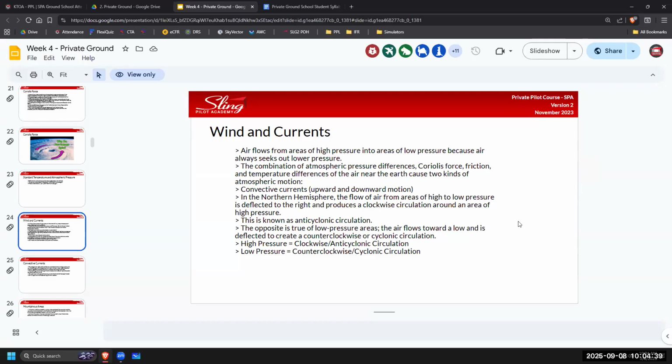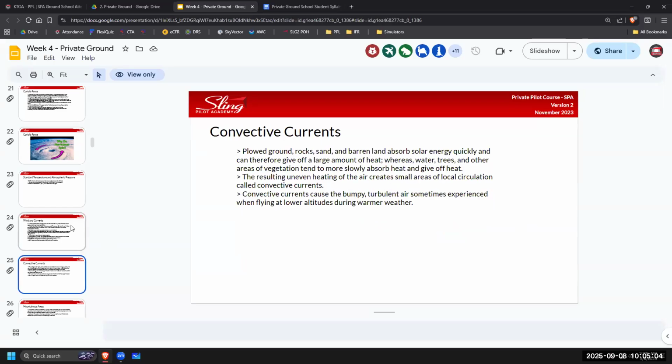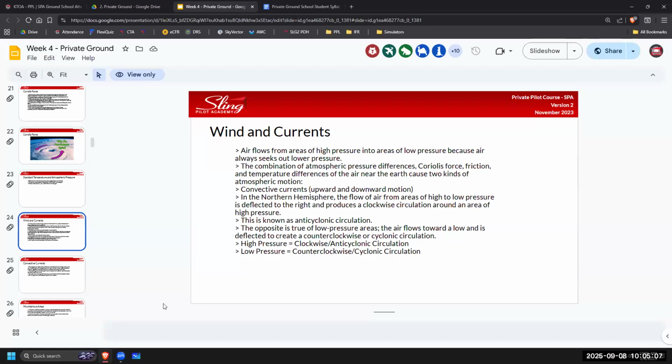And the opposite is true of low pressure areas. Air flows towards low pressure and is deflected to create a counterclockwise, or cyclonic, circulation. They have that at the bottom. In case you didn't get it last time: high pressure, clockwise, anticyclonic. Low pressure, counterclockwise, cyclonic. I think we got this. There's a point about overflowing high pressure areas into low pressure.